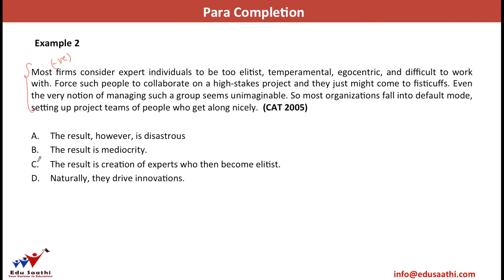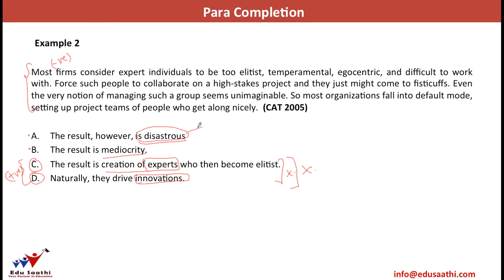And the alternatives C and D are very positive. Why? Creation of experts. If we are creating experts, we are happy. Naturally, innovations are happy. Both of them violate the tone, right? Now I'm left with alternatives A and B because I have removed alternatives C and D from my option list because they are violating the tone, right? The result is disastrous. The result is mediocrity.